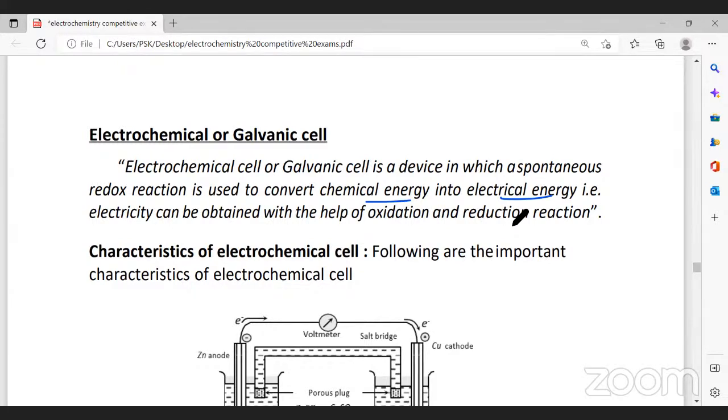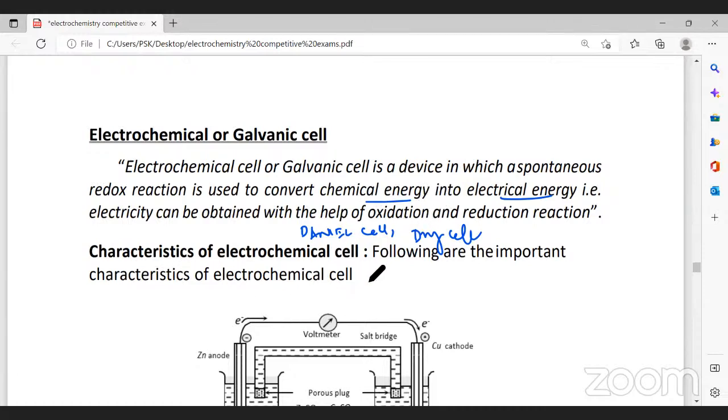Now, examples for electrochemical cell: one of the examples is the Daniell cell. Not only the Daniell cell, we can talk about the dry cell. The battery is what we use for watches or other materials at home, wall clocks. Those are made up of dry cells. So the dry cell and Daniell cell are examples for electrochemical cell. What's an electrochemical cell? An electrochemical cell or a galvanic cell is a device in which a spontaneous redox reaction takes place to convert chemical energy into electrical energy.